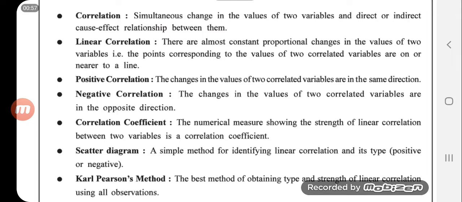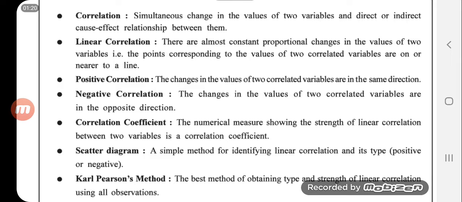What is positive correlation? When the changes in the values of two correlated variables are in the same direction, it is called positive. Same direction means upward direction. Negative correlation: the changes in the values of the two correlated variables are in opposite directions, and if it is in opposite directions it will show the downward movement, so it is negative correlation.